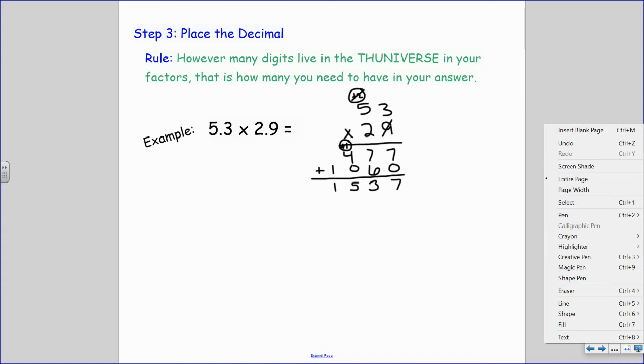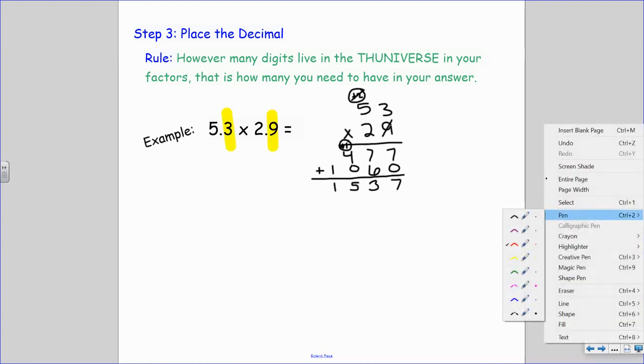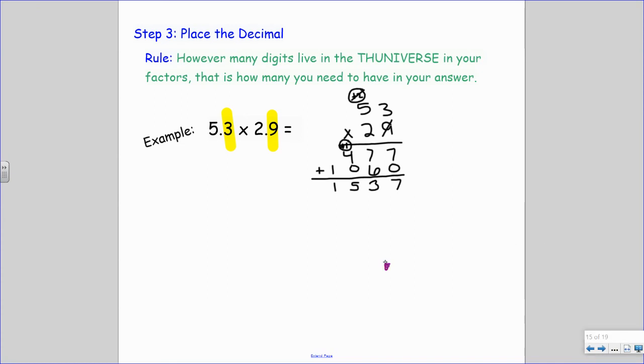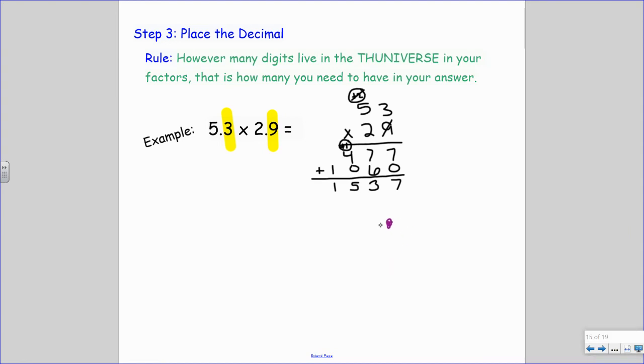All right, let's try this one. How many digits do you think live in the Thuniverse? I think the hardest part of this problem was definitely the solving part because it was a 2 by 2. Yes, there are 2 digits living in the Thuniverse here, which means I need to put the decimal point. I'm going to put it right there and drag it. I need to put the decimal point where there are 2 digits.